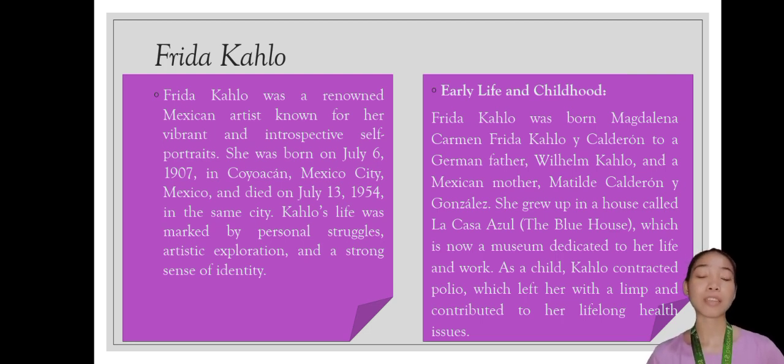Her early life and childhood. Frida Kahlo was born Magdalena Carmen Frida Kahlo y Calderon to a German father, Wilhelm Kahlo, and a Mexican mother, Matilde Calderon y Gonzalez. She grew up in a house called La Casa Azul, or the Blue House, which is now a museum dedicated to her life and work. As a child, Kahlo contracted polio, which left her with a limp and contributed to her lifelong health issues.